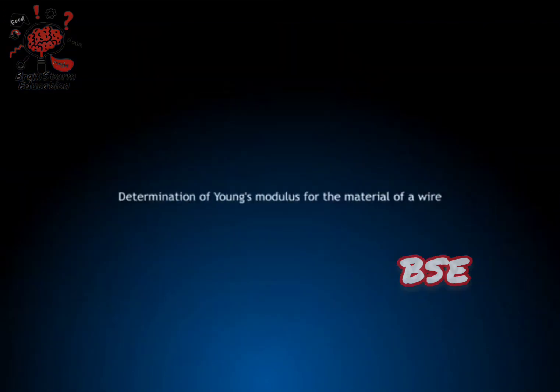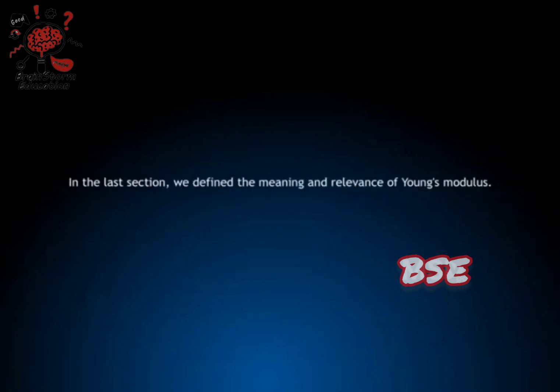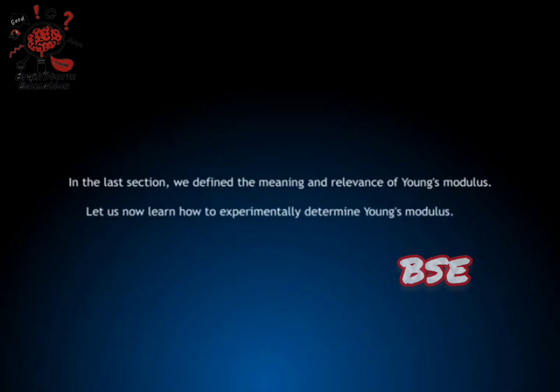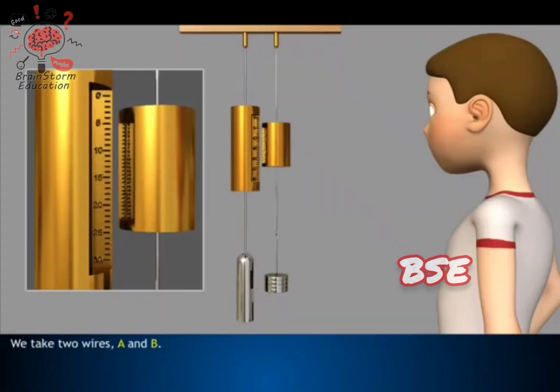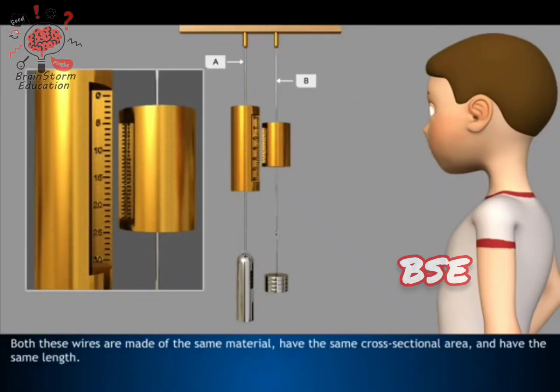Determination of Young's modulus for the material of a wire. In the last section, we defined the meaning and relevance of Young's modulus. Let us now learn how to experimentally determine Young's modulus. We take two wires, A and B. Both these wires are made of the same material, have the same cross-sectional area, and have the same length.